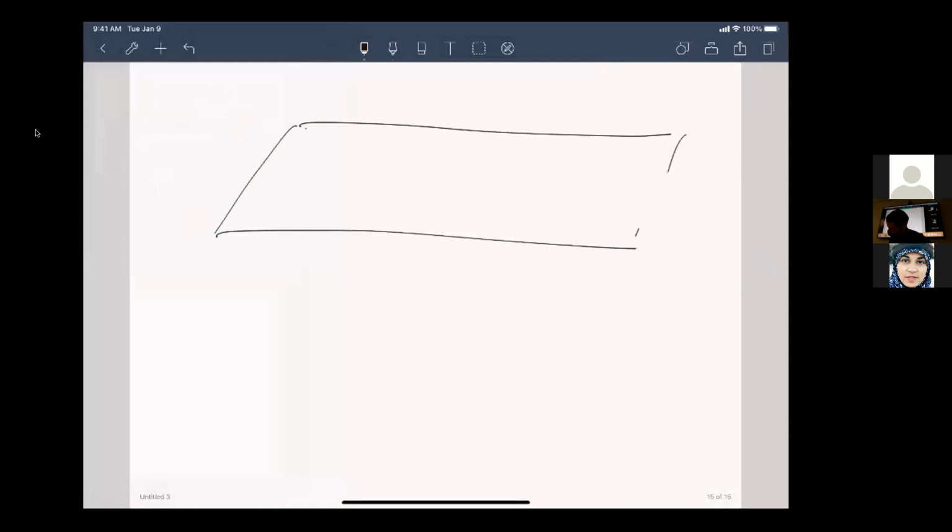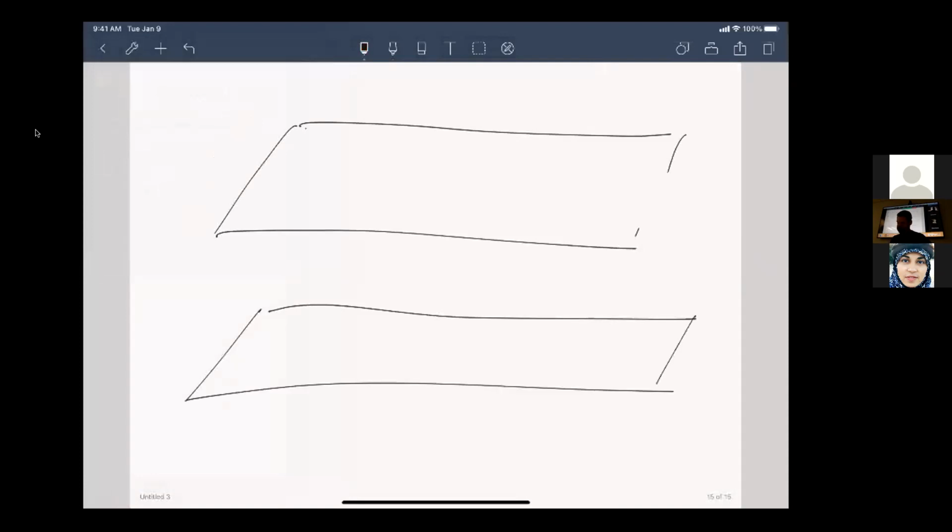Okay, so what does it look like? Of course, this is time always moving forwards.